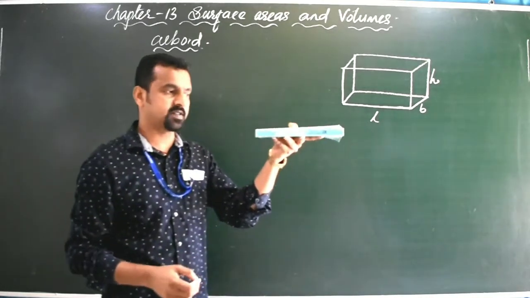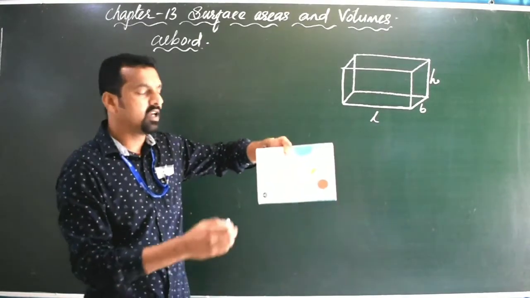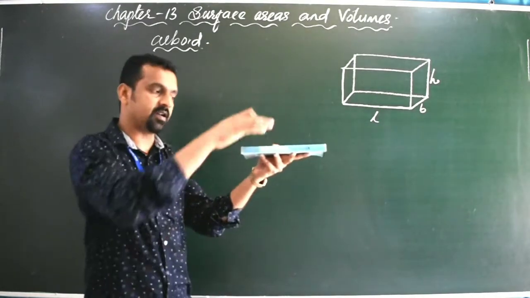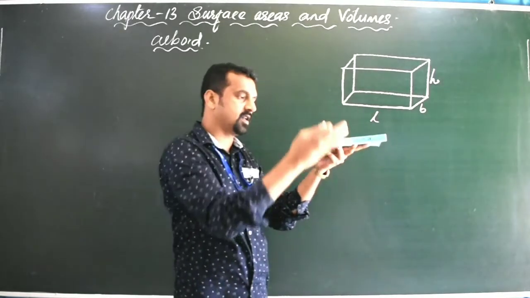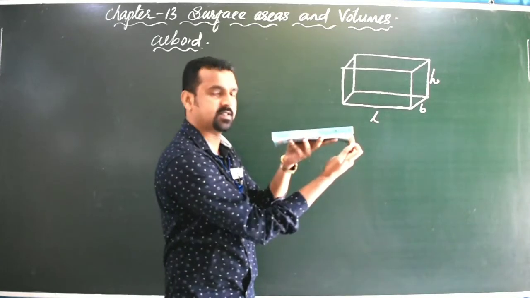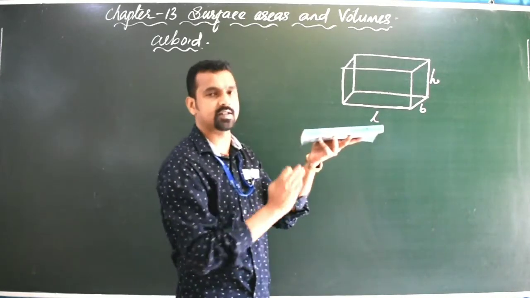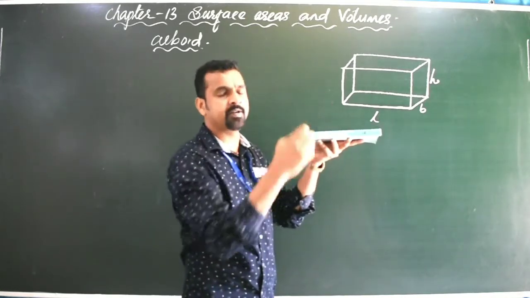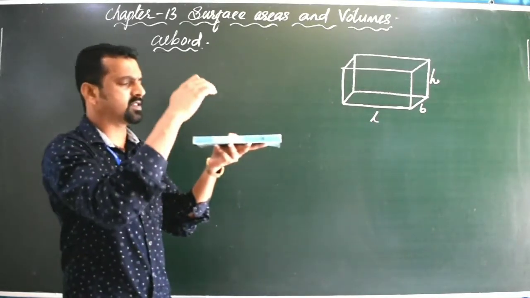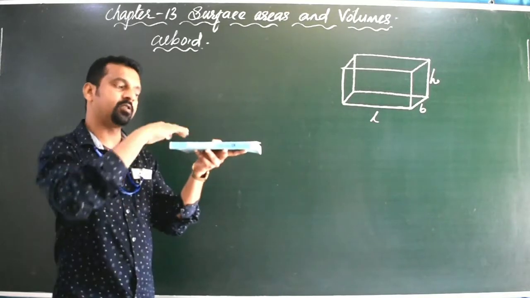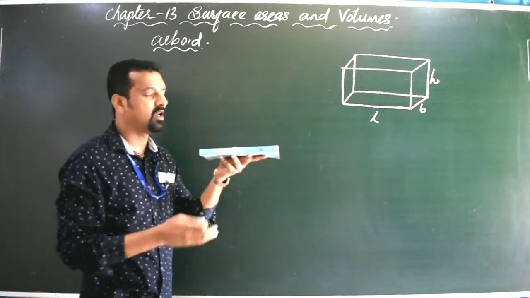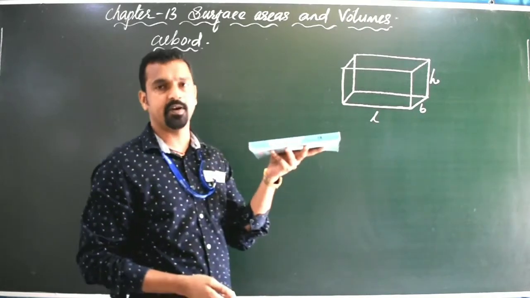Now how many faces are here? I already told you, 6 faces are there. If you are holding it like that, this one is the top face and bottom face, front face, back face. This one is a side face and this one is also a side face. Total 6 faces are there. So the surface area of a cuboid means the total surface area. All the faces' areas we have to add together. That is called the total surface area of a cuboid.